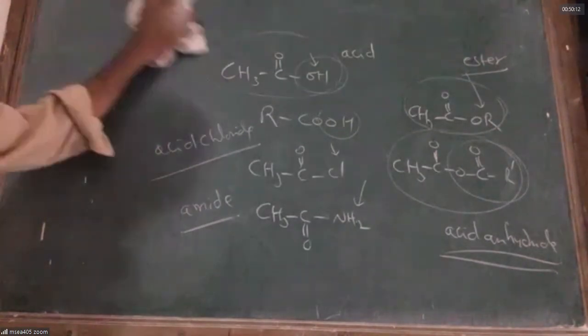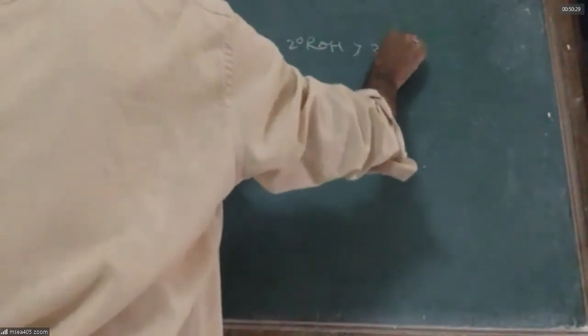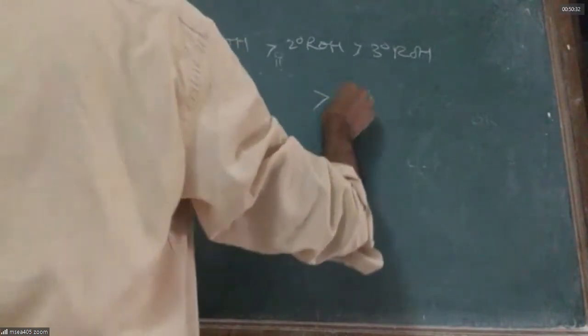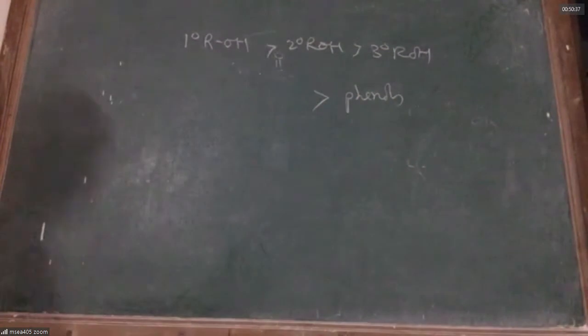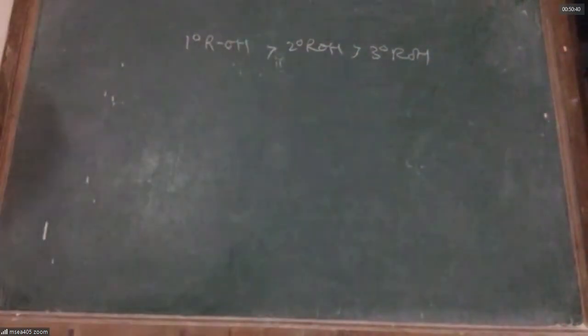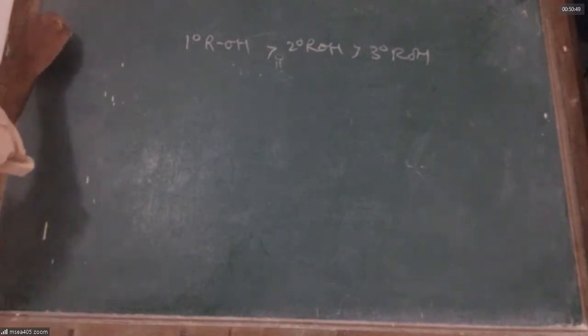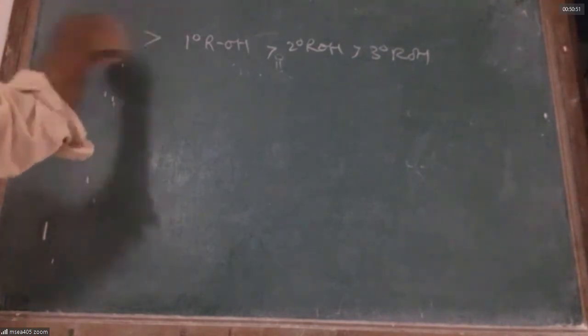Now, should we close this? Familiarity with the names. We have seen reactions where alcohol acts as an acid. We know very clearly primary alcohol is more reactive than secondary alcohol, which is more reactive than tertiary alcohol, which is more reactive than phenols in these reactions. Are you very clear? Let's not put phenols here. Primary alcohol is more acidic than secondary alcohol, more acidic than tertiary alcohol, more reactive. It means phenol is more reactive than primary alcohol.